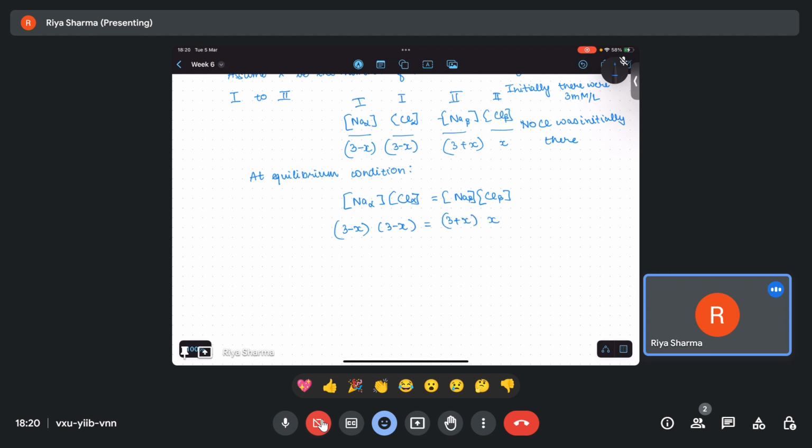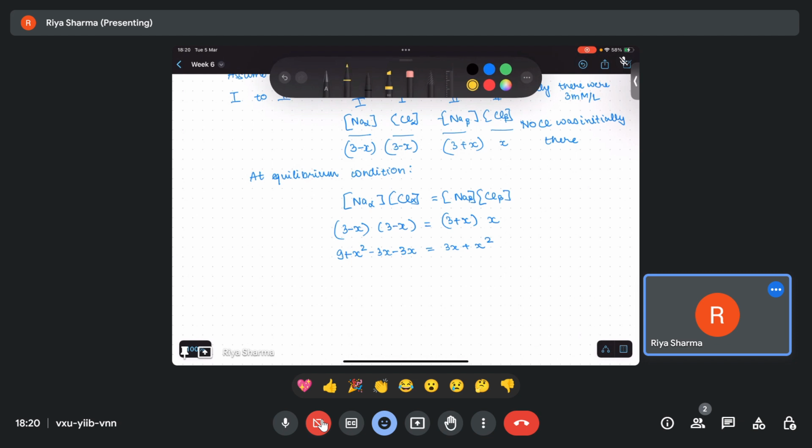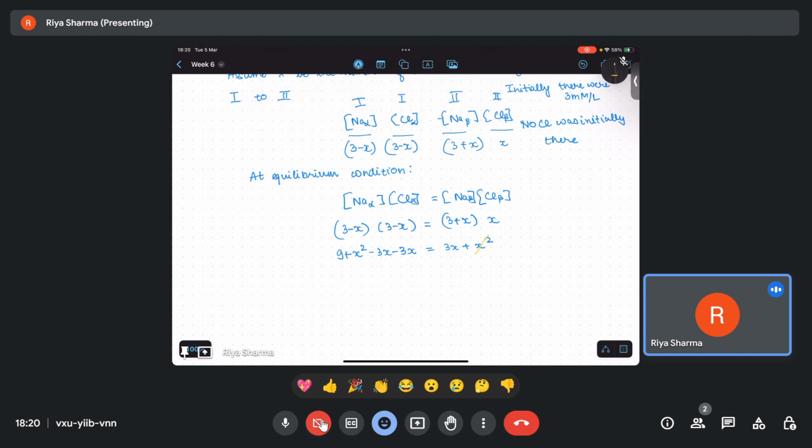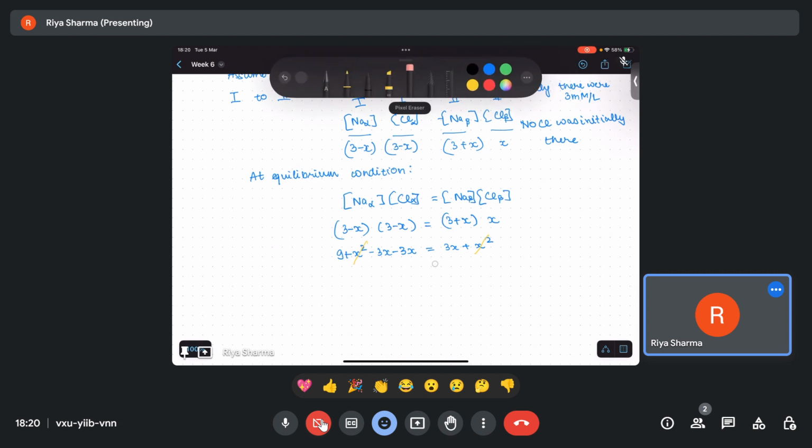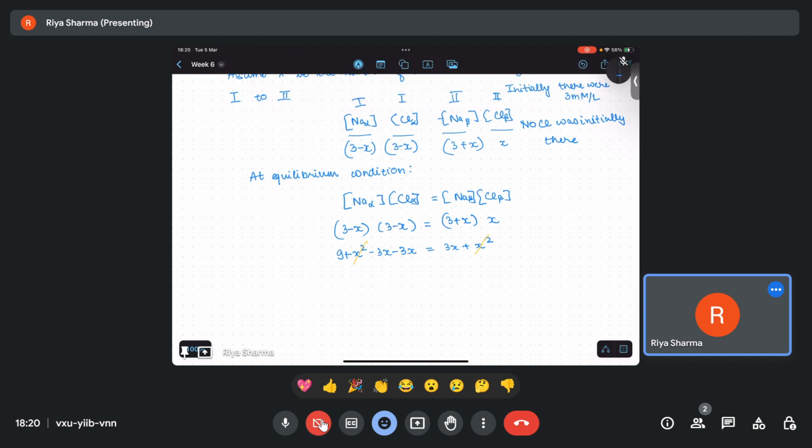If you multiply, 9 plus x square minus 3x minus 3x, right? The 3x plus x square. So x square and x square cancel. It will be 9 minus 6x equals 9 minus... x equals to 9, which implies x is equal to 1.